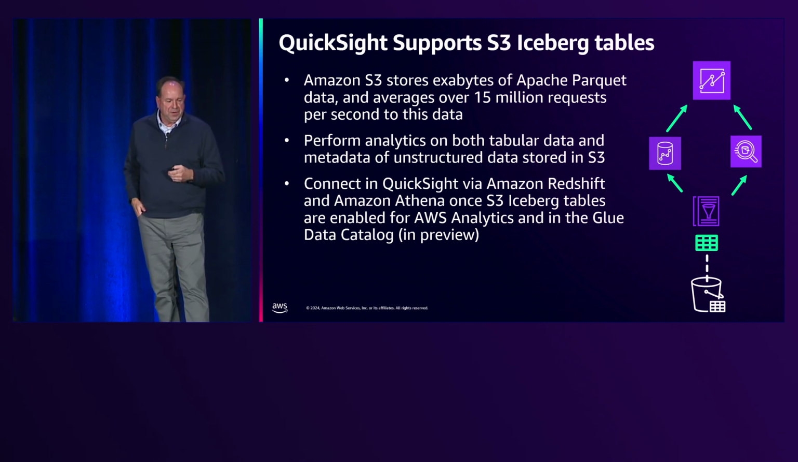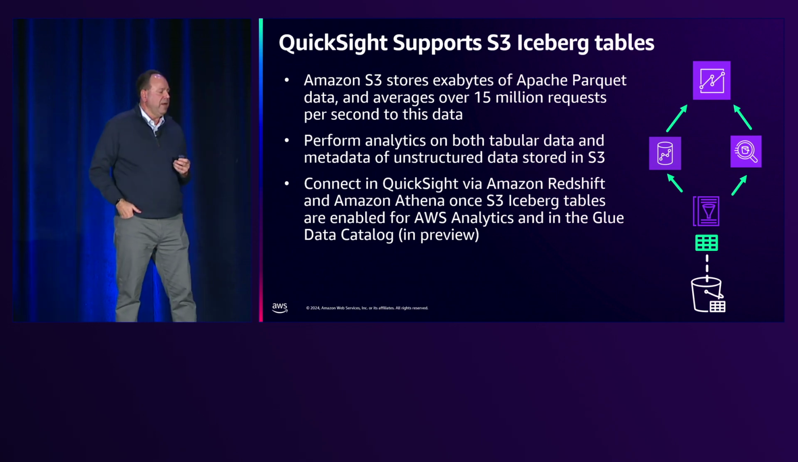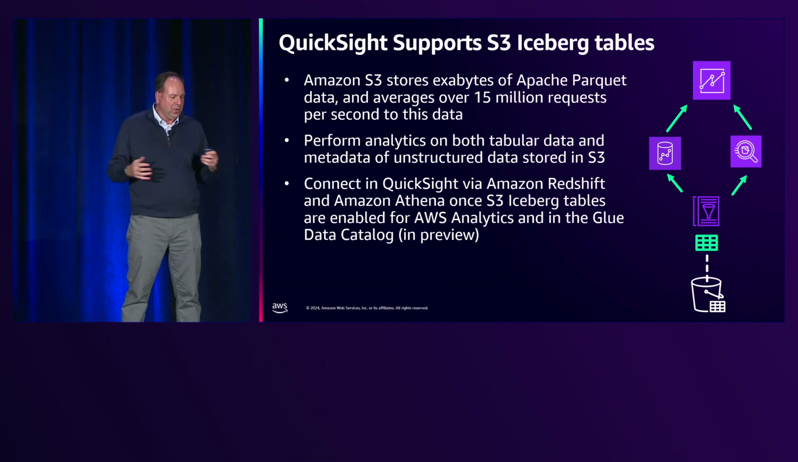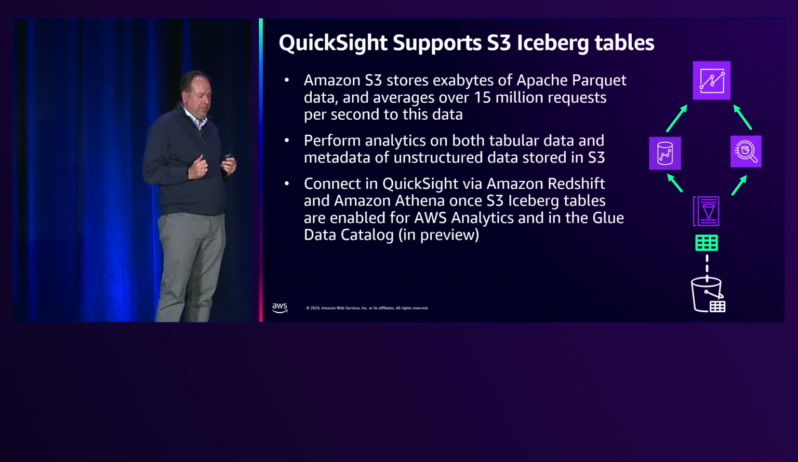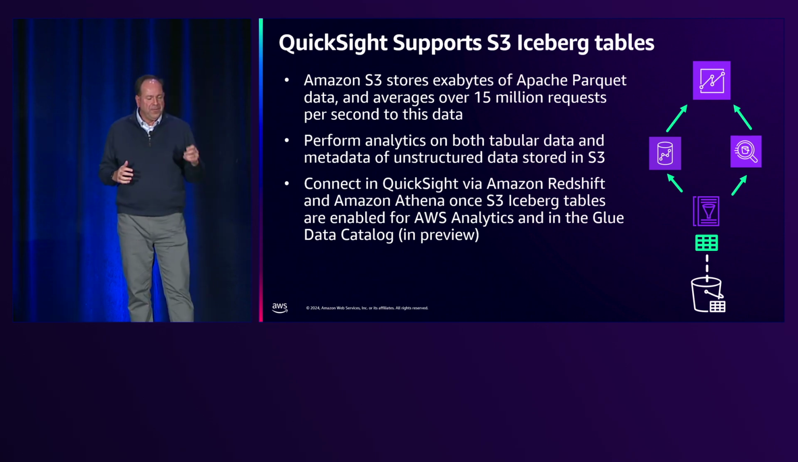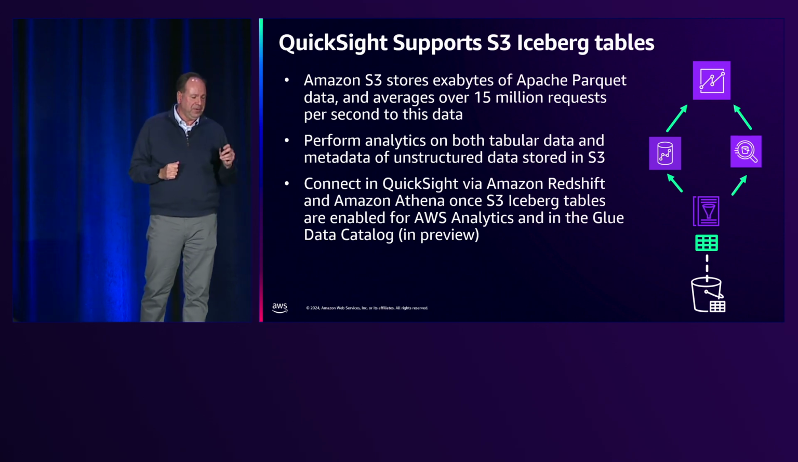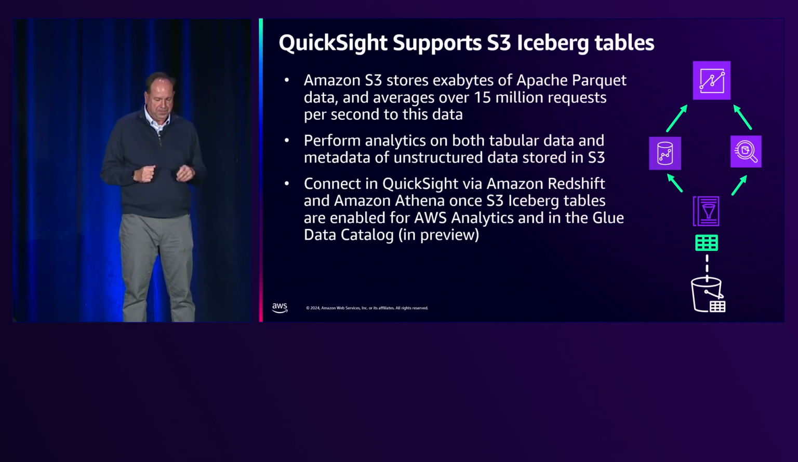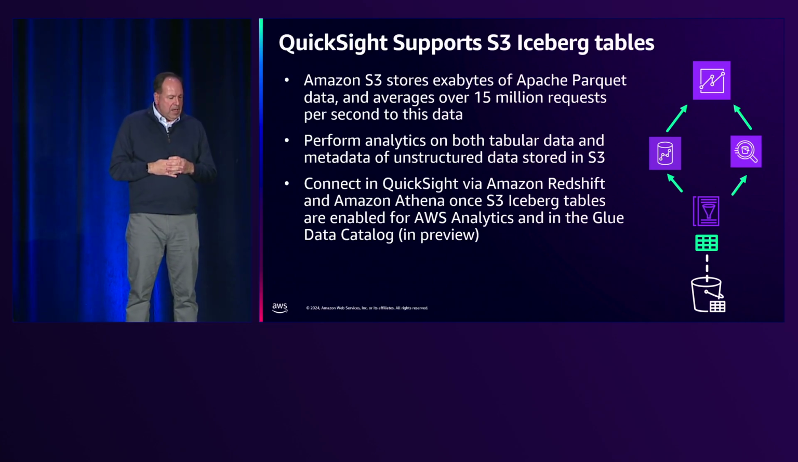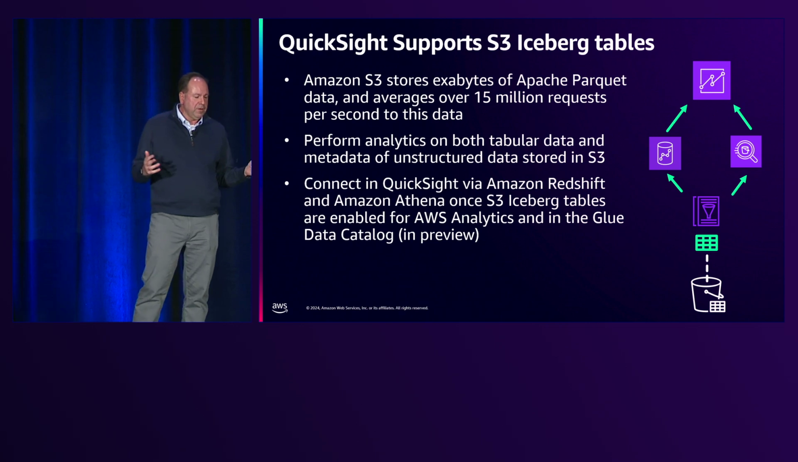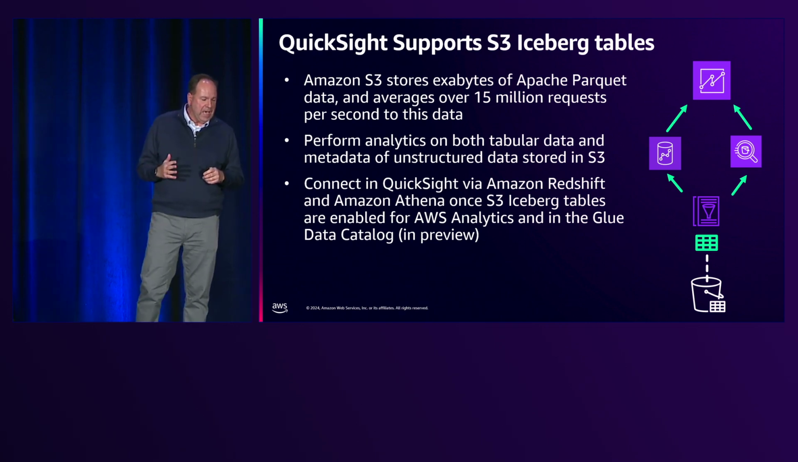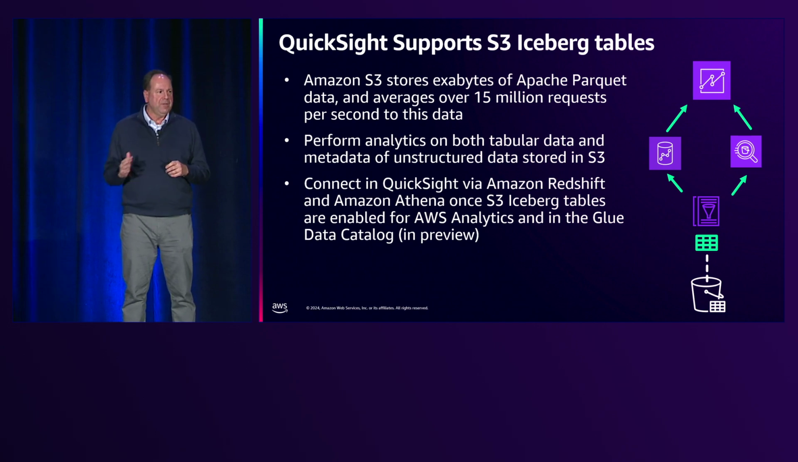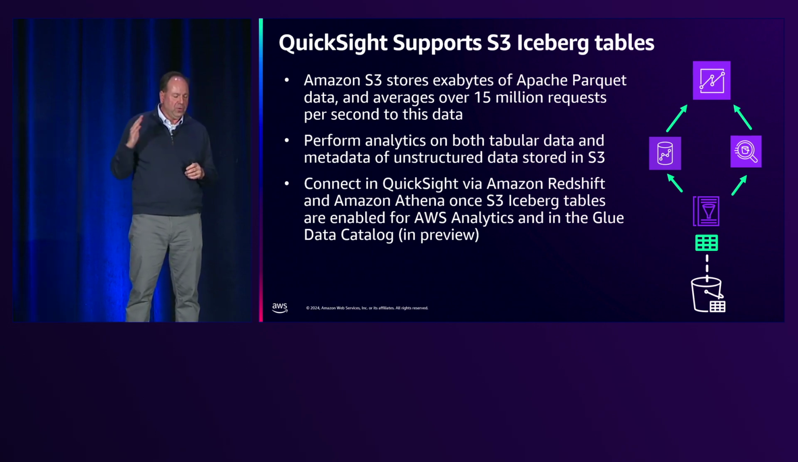So if you just think about the size and how much data is actually stored in S3. S3 stores exabytes of Apache Parquet data, right? And there are over 15 million requests per second to this data. And now with QuickSight, you're able to perform analytics on both tabular data as well as the metadata of unstructured data that is stored in S3.